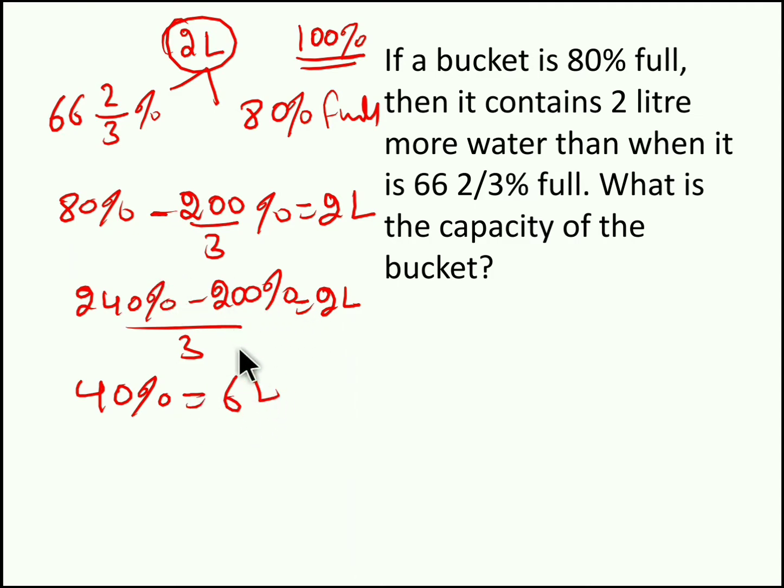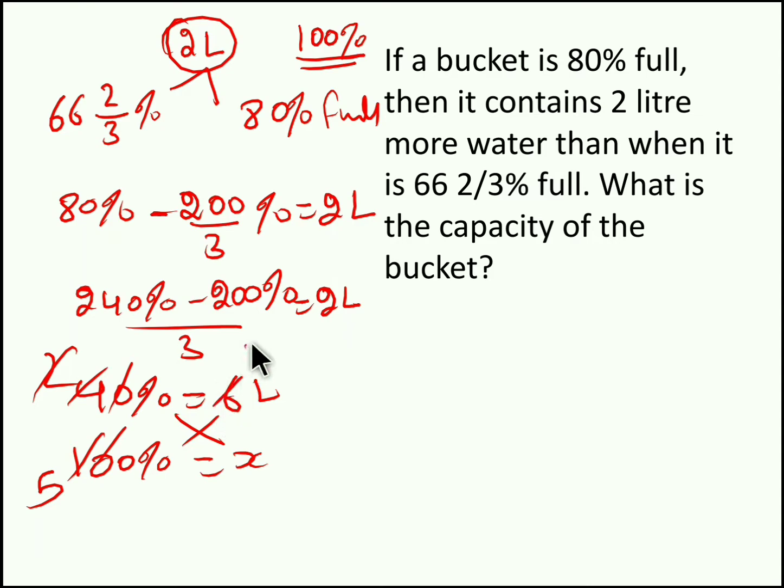So 40 percentage equals 6 liters. If 40 percentage is 6 liters, you have to find 100 percentage, because 100 percentage is nothing but the total volume of the bucket. So 100 percentage equals x. So when you cross it, you get the zeros cancel, and 2 times and 5 times, 3 into 5, 15 liters. So 15 liters is nothing but the total capacity of the bucket. Hope you understood the problem, right?